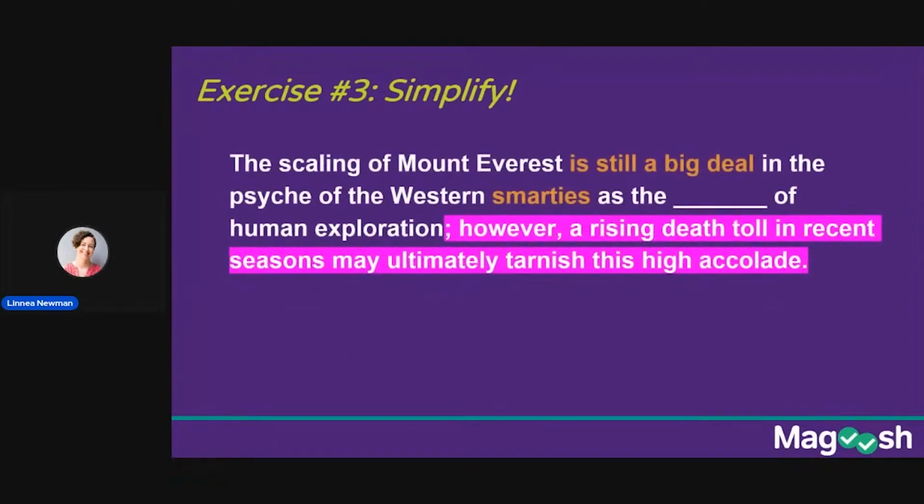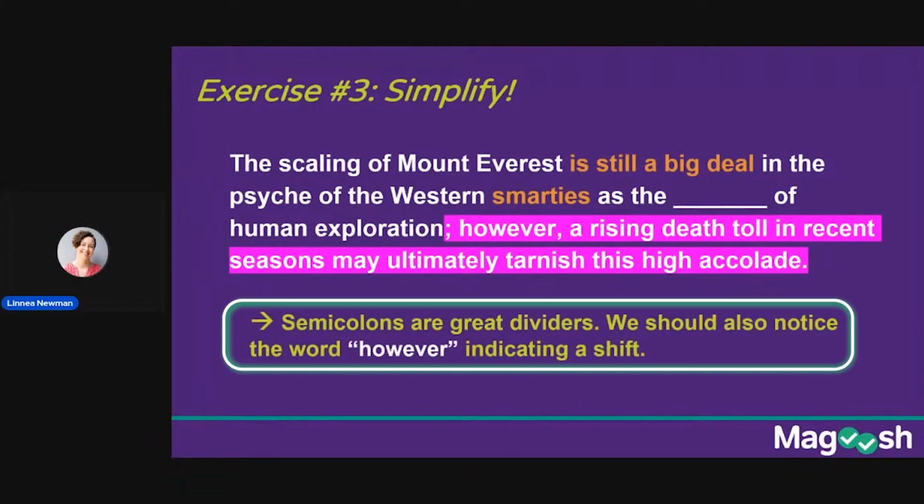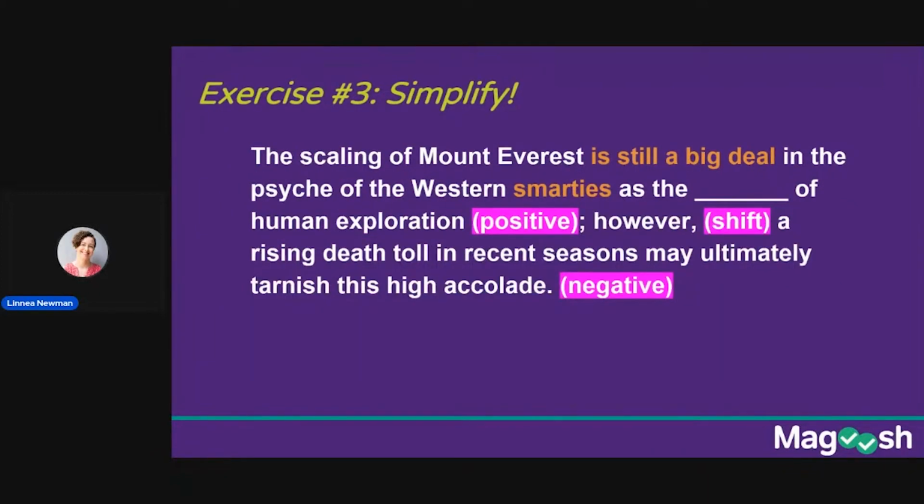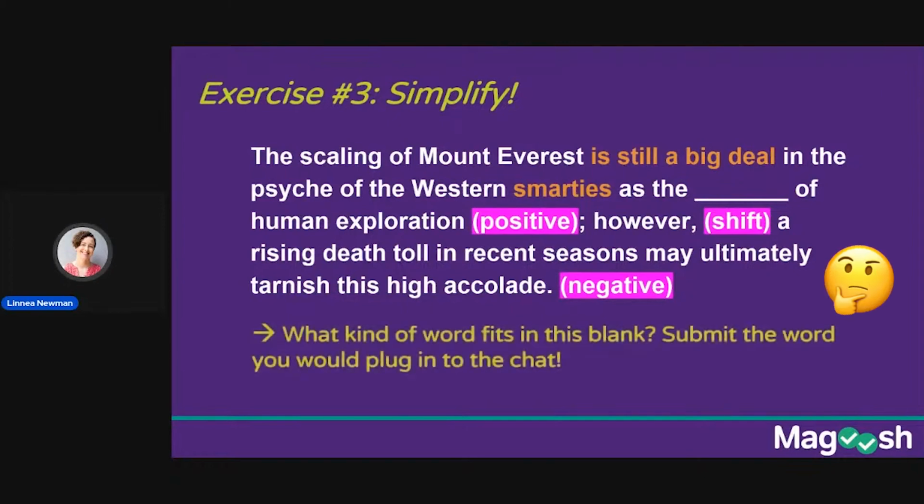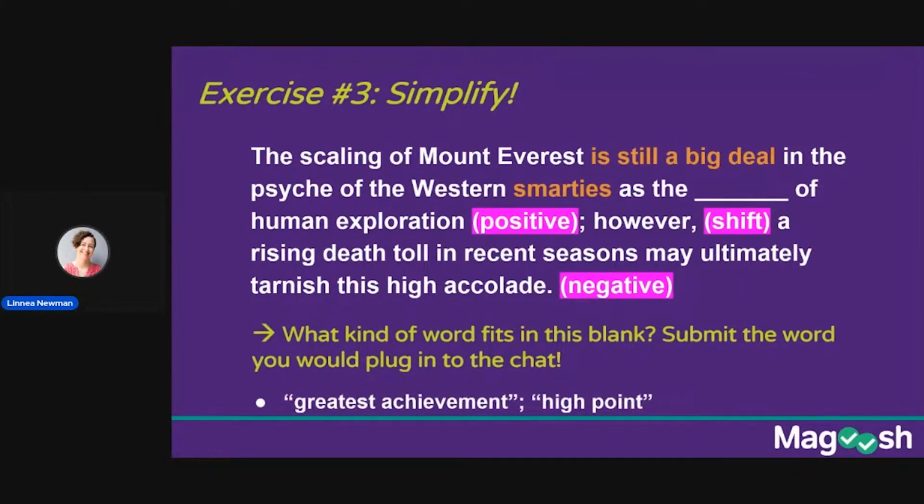So now what we have is this last bit. We've got the semicolon with however a rising death toll in recent seasons may ultimately tarnish this high accolade. We have a semicolon with a shift word, which is a very common construction. That semicolon with however indicates that the second part of this is bringing up a negative. The blank is in the positive part. So what kind of word fits in the blank? This is where you actually make a guess. If it's anything along the lines of greatest achievement or high point, that is very solid, and that would be great to have in your mind as what to compare the answer choices to.